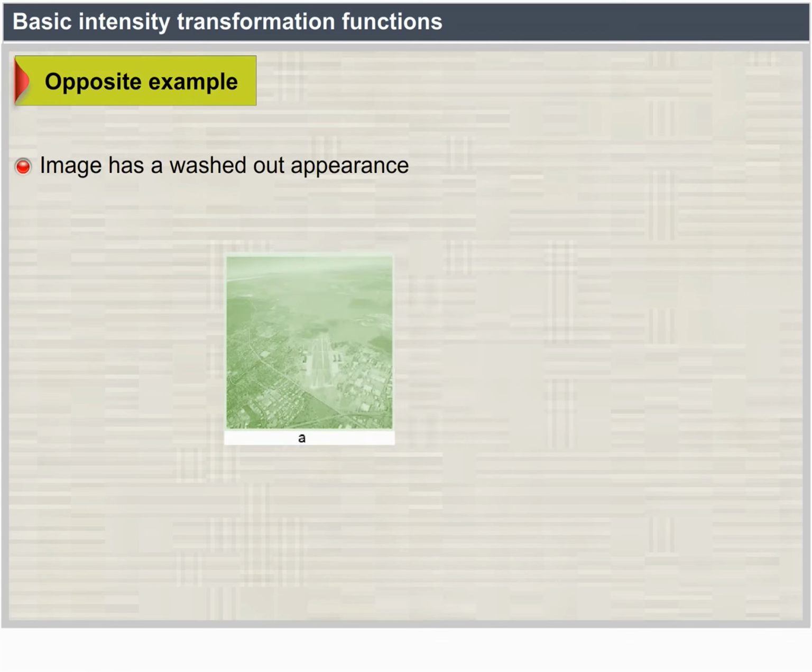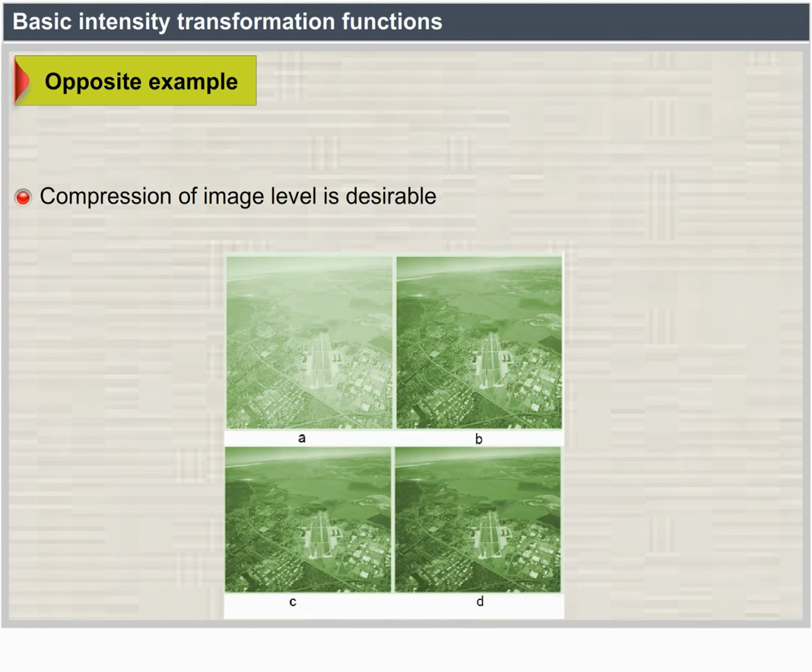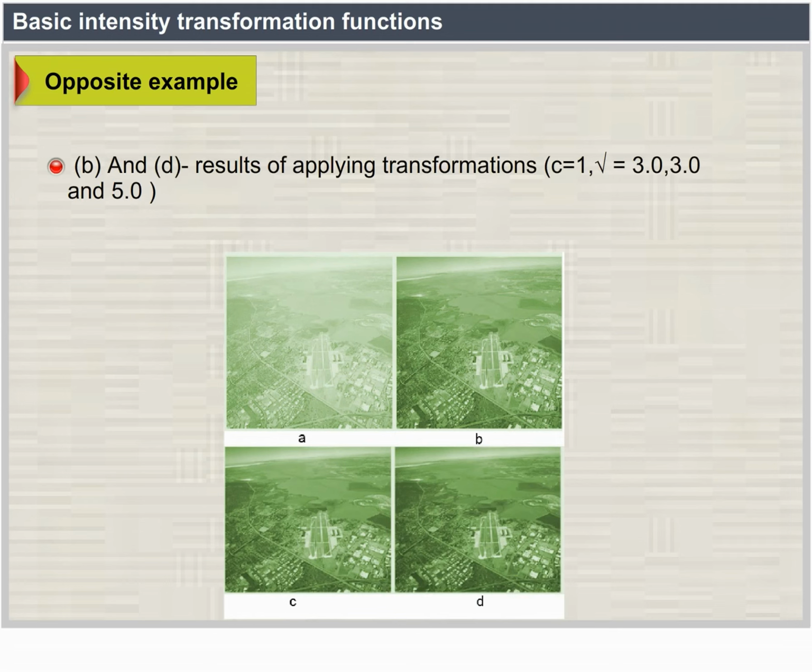Opposite example: the image has a washed out appearance. Compression of intensity levels is desirable, using values of gamma greater than 1. Aerial image and results of applying transformations with C equals 1, gamma equals 3.0, 4.0 and 5.0.